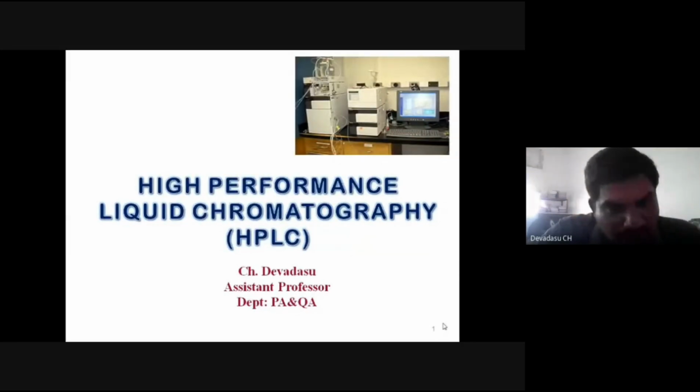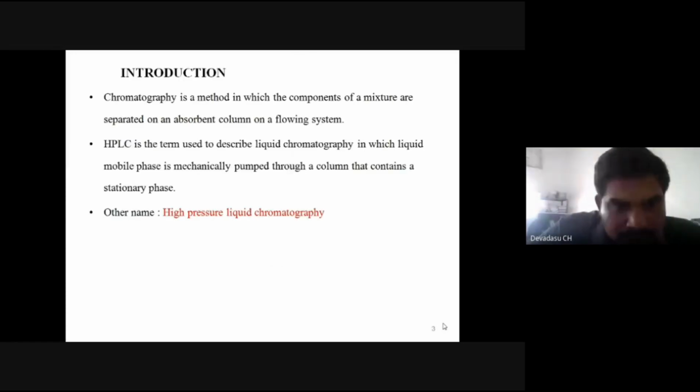High performance liquid chromatography, HPLC. In the HPLC, liquid mobile phase is mechanically pumped to a column which has been packed with a given stationary phase. It employs a pressure device. This helps to move the liquid throughout the instrument. The other name of HPLC is high pressure liquid chromatography.